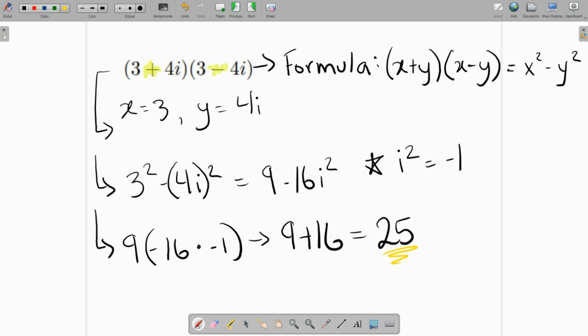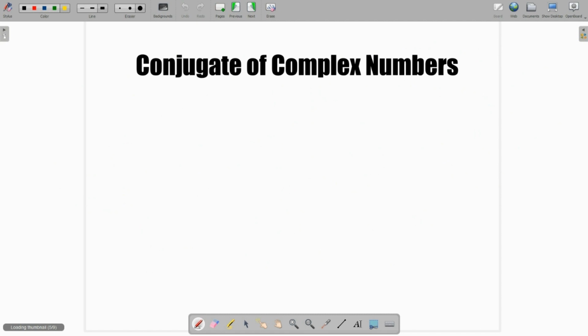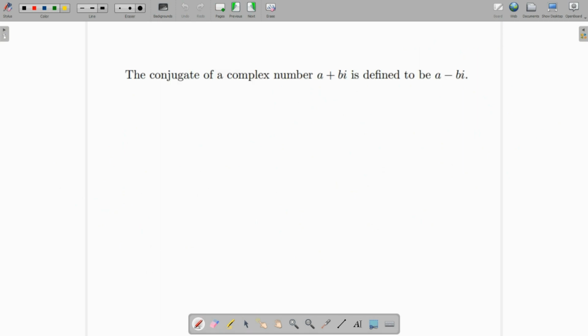Complex numbers might seem like a complicated topic, but once you understand what i is and how complex numbers work, it's going to be a piece of cake. Okay, so let's move on to the conjugate of complex numbers. We also have to learn the definition of a conjugate of a complex number.